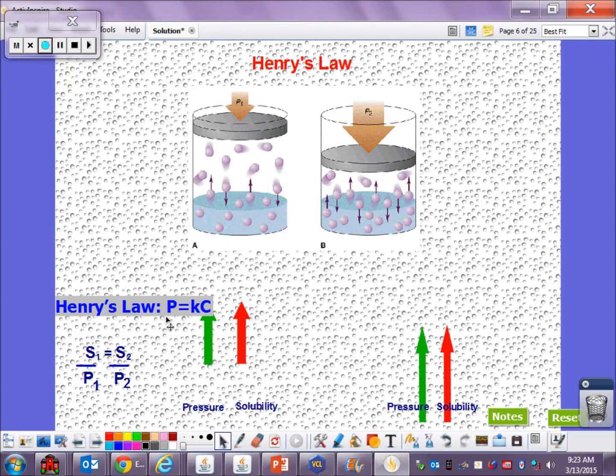Henry's law: the formula is pressure equals a constant times concentration, or solubility. Or you can use the formula: solubility of gas 1 over pressure 1 equals solubility of gas 2 over pressure 2. So pressure and solubility are directly related.